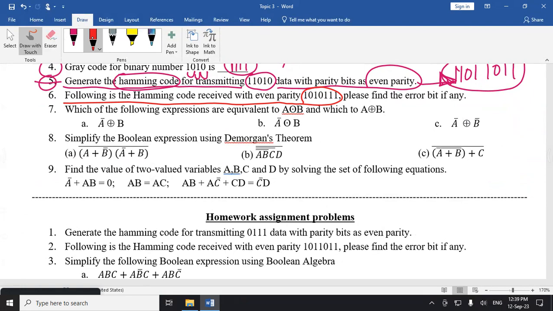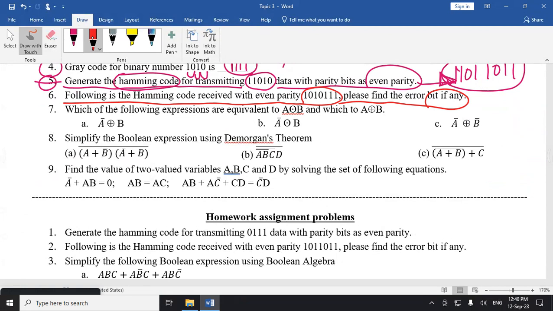Now you have received a Hamming code. This question is not to generate a Hamming code, but you have to find out which bit has an error. Last class I told you how to do that; we will do that, don't worry. Please find the error bit, if any. It is not told whether there is any error or not, so you have to find out if there is any error.